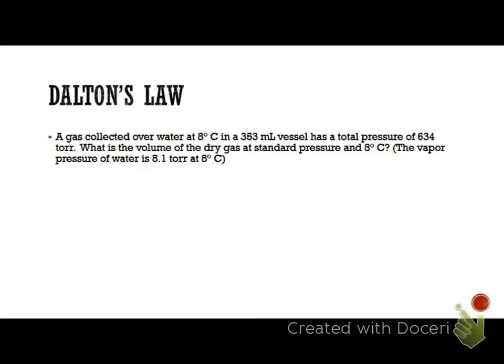So an example of that would be a gas collected over water at 8 degrees Celsius in a 350 milliliter vessel that has a total pressure of 634 torr. That 634 torr includes some water vapor pressure, so we would need to subtract that out, and it gave us the water vapor pressure.